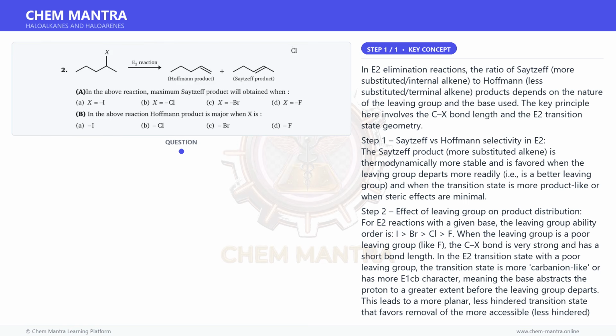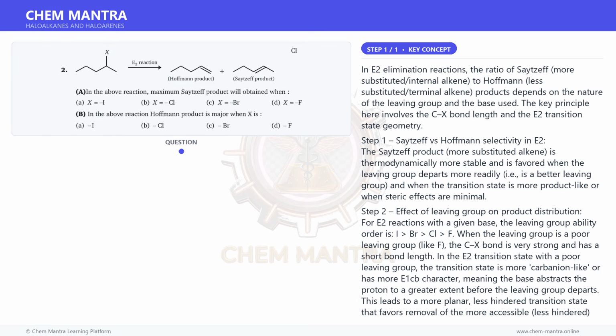Step 2. Effect of leaving group on product distribution. For E2 reactions with a given base, the leaving group ability order is I > Br > Cl > F. When the leaving group is a poor leaving group, like F, the C-X bond is very strong and has a short bond length. In the E2 transition state with a poor leaving group, the transition state is more carbanion-like or has more E1CB character, meaning the base abstracts the proton to a greater extent before the leaving group departs.